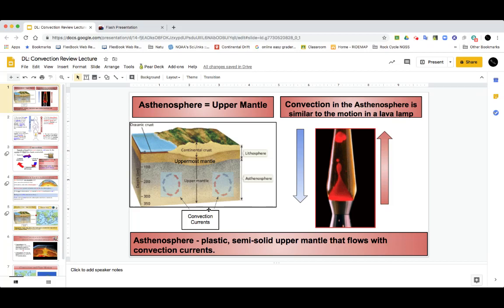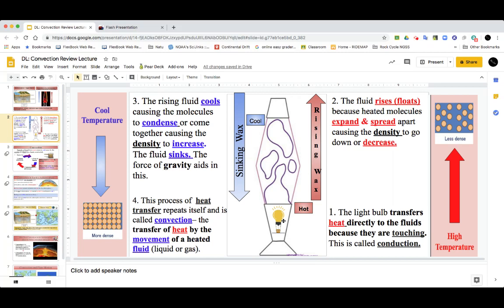Now, why does that occur? Well, let's go over the motion in the lava lamp. Okay, so we have a lava lamp. You guys took a look at my red lava lamp, and we see immediately, if we just make a quick observation, that we have globs of wax that rise from the bottom of the lava lamp and globs of wax that sink. And it's a continuous cycle of rising and then sinking, rising and sinking.